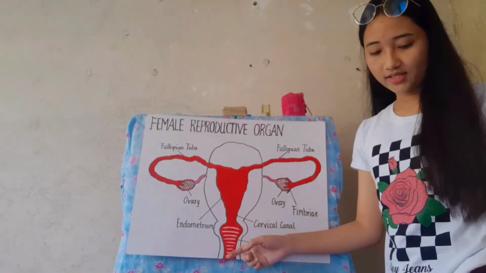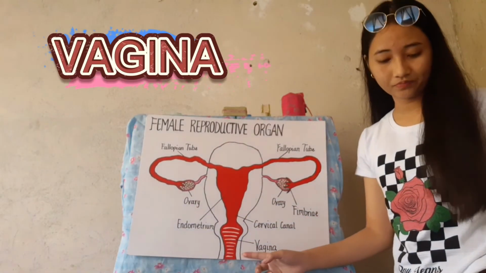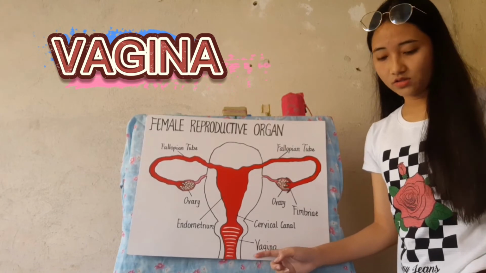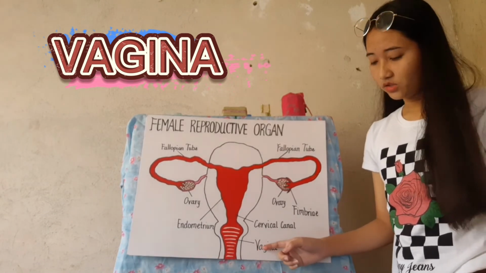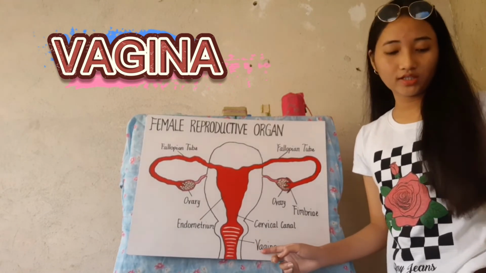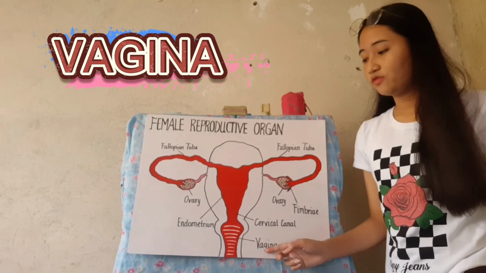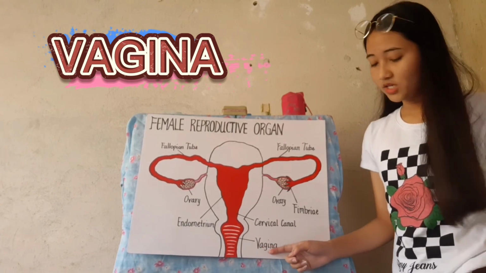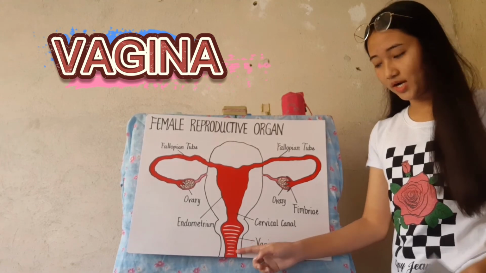Below the cervix is what we call the vagina, which is a flexible tubular structure that connects the internal and external reproductive organs. The vagina also allows fluids such as menstrual blood and discharge to leave the body.